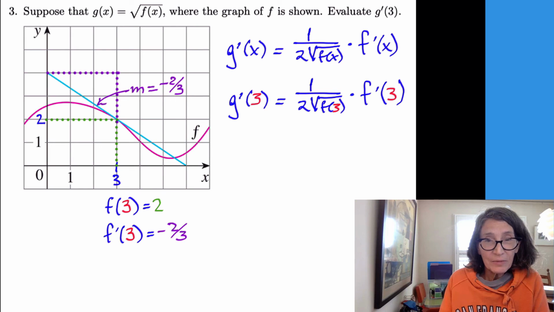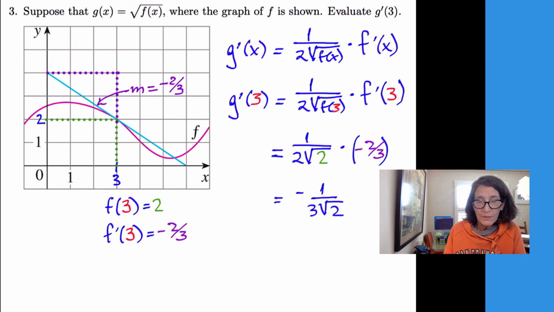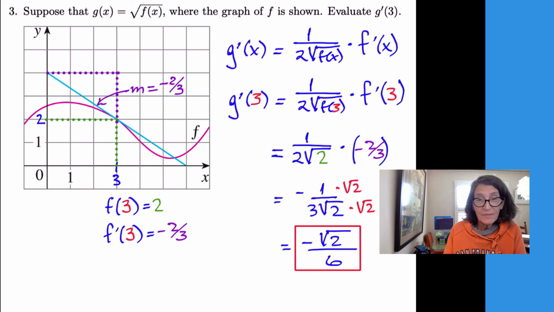All right, so now we can plug those numbers in. So g prime of 3 is 1 over 2 times the square root of 2 times negative 2/3. Simplifying that, I just get negative 1 over 3 square root of 2. And if I need to rationalize my denominator, I just multiply top and bottom by the square root of 2. And my final answer is negative square root of 2 over 6.